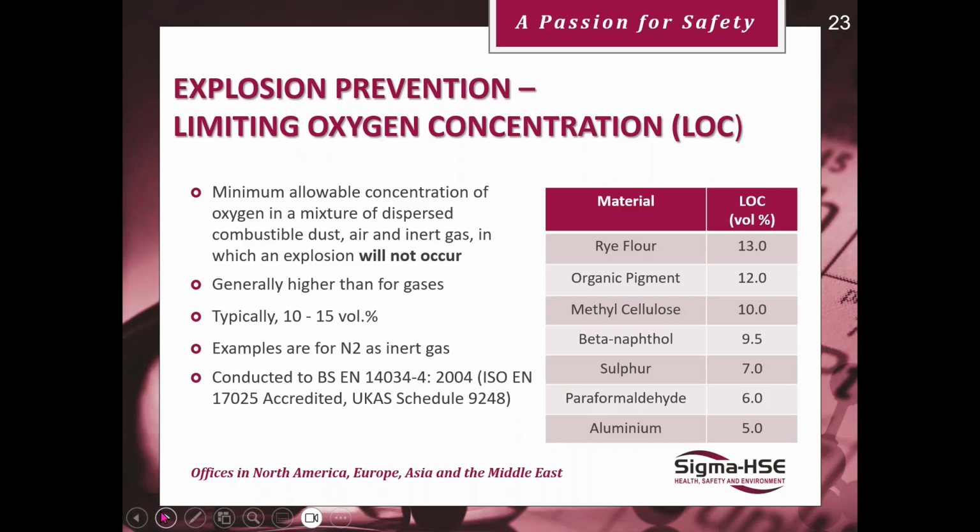Some examples on the right-hand side: rye flour 13, organic pigments about 12, methyl cellulose 10, beta-naphthol 9.5, sulfur 7, paraformaldehyde, now we're coming down, 6, aluminium 5. Aluminium lithium hydride used in batteries is about 3.